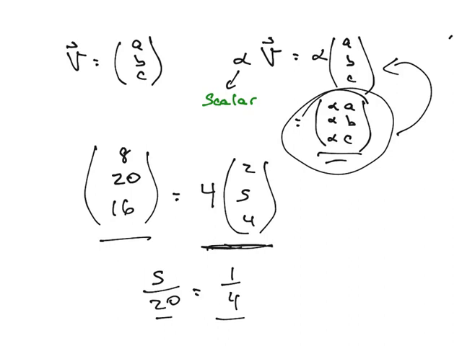Well, what else can we do? Another thing we could do is what's called the dot product. Okay. Dot product is similar. It's a form of multiplication, but this time, instead of multiplying a vector by a number, we're multiplying a vector by a vector.